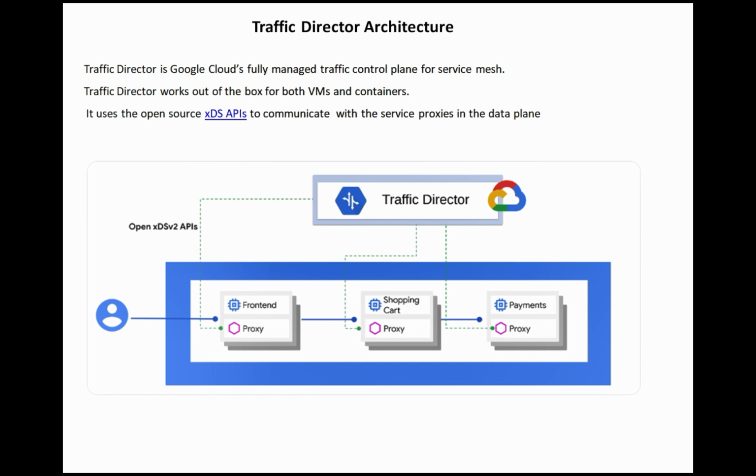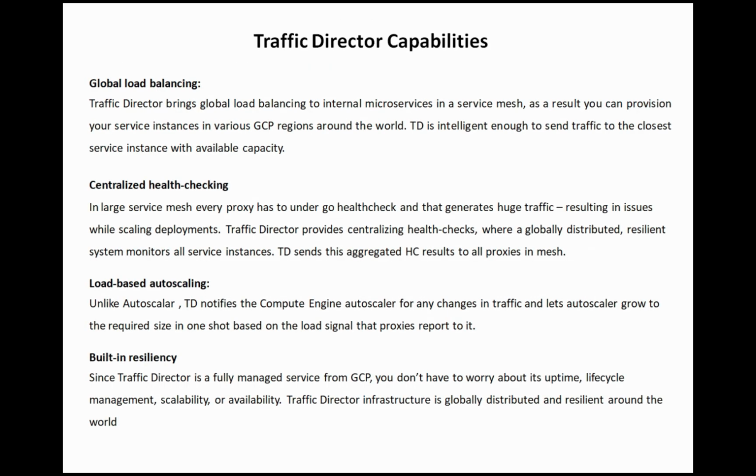Now let's take one specific example and try to understand different components or features of this Traffic Director. It's mentioned here that the different capabilities of the Traffic Director are global load balancing, centralized health checking, load based auto scaling, and built-in resiliency. Let's try to understand these in a specific example.